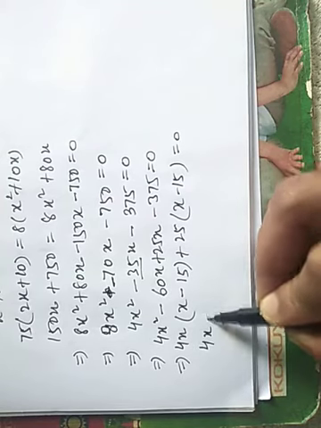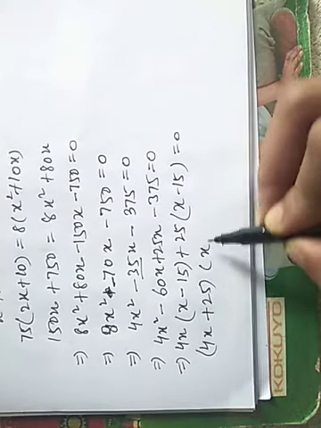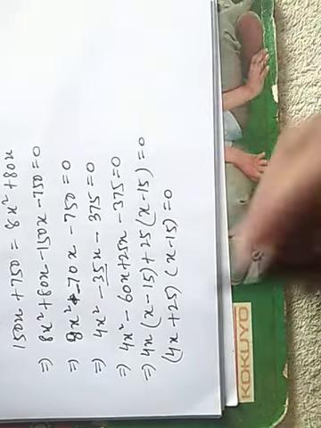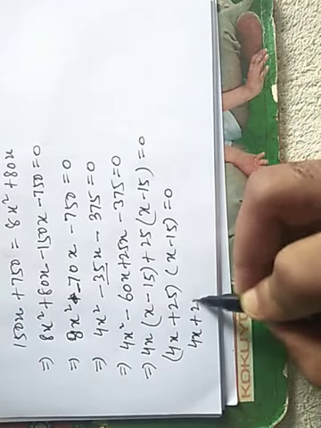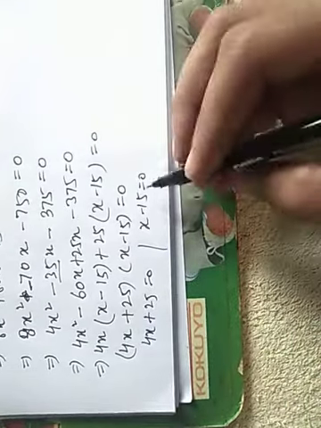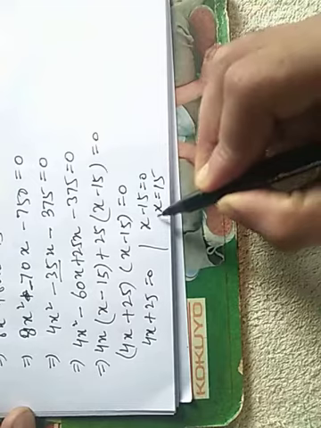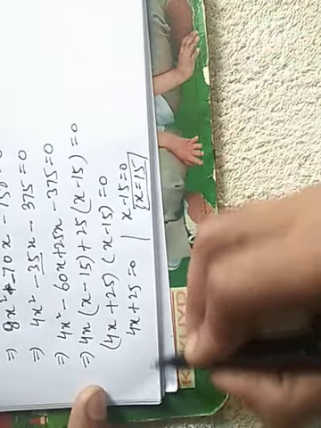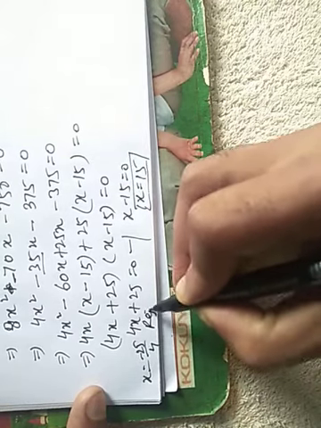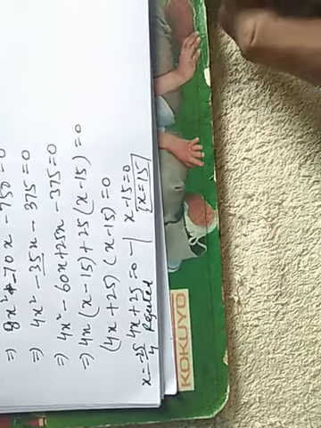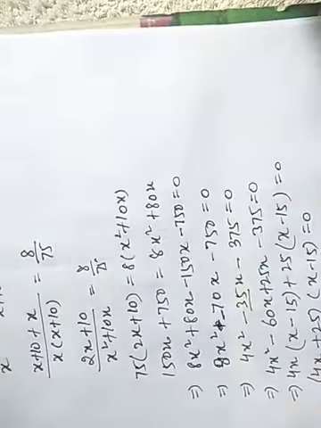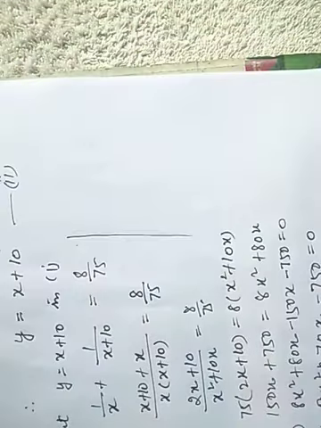On solving, 4x plus 25 into x minus 15 is equal to 0. We will solve it further. We will get 4x plus 25 is equal to 0 or x minus 15 is equal to 0. We know that x will be 15 from here, and the value of x on solving this part will be minus 25 by 4, which will be rejected because time cannot be negative, right? So finally we can write our answer here.